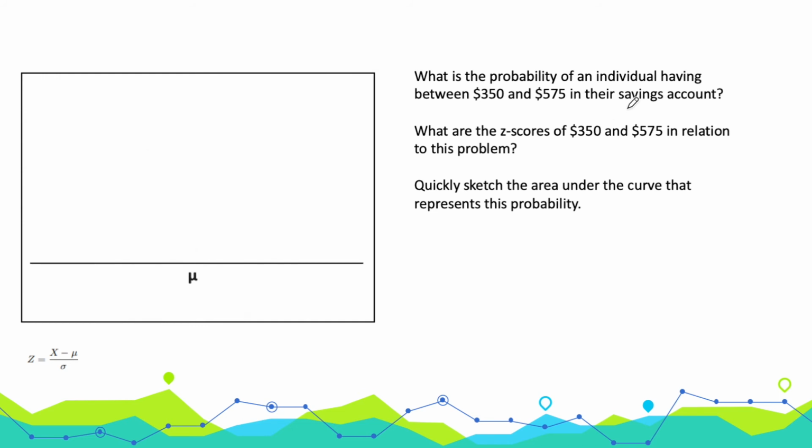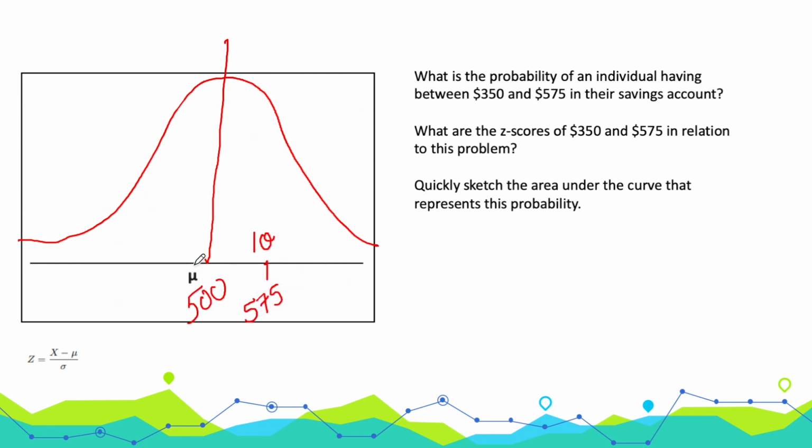Let's do our last one that showcases finding a probability between two values. What is the probability of an individual having between $350 and $575 in their savings account? What are the z-scores associated with $350 and $575 in relation to this problem? Well, again, let's quickly sketch the area under the curve that represents this probability. Our mu, which we're approximating by x bar, is $500. 1 standard deviation above mu is $575.